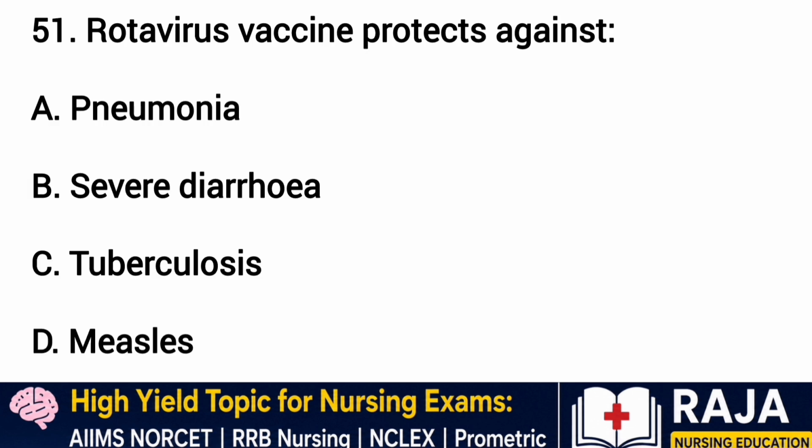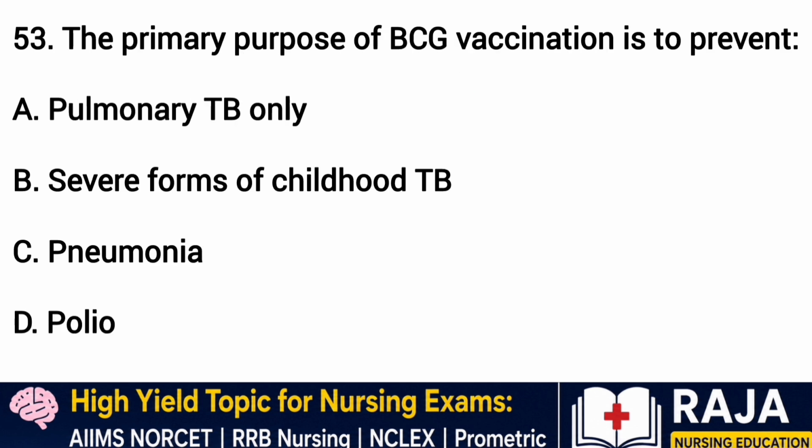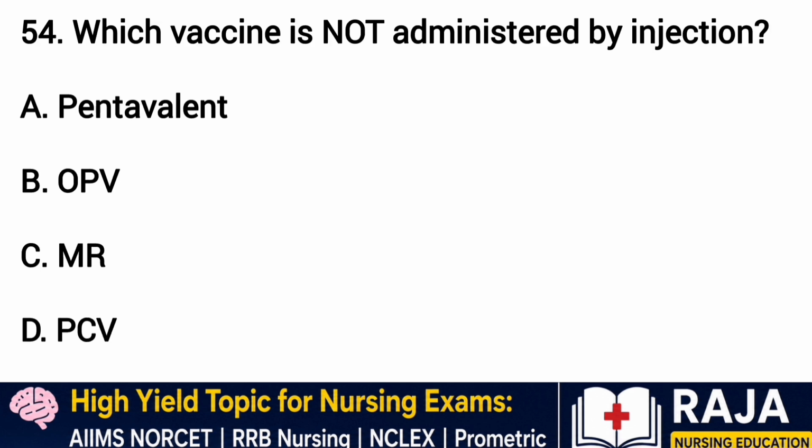Rotavirus vaccine protects against? The answer is B. Severe diarrhea. Which vaccine protects against hepatitis B under UIP? The answer is pentavalent and birth dose. The primary purpose of BCG vaccination is to prevent? The answer is B. Severe form of childhood TB. Which vaccine is not administered by injection? The answer is B. OPV.